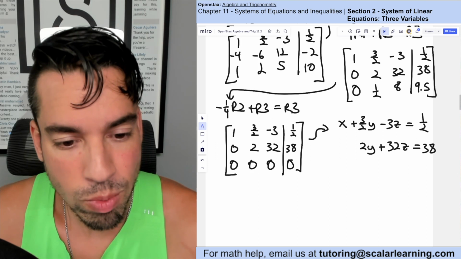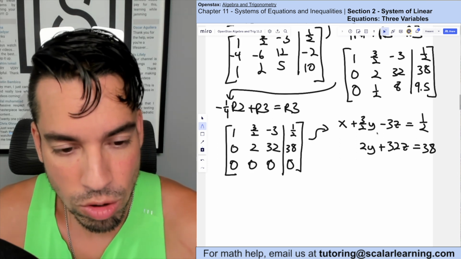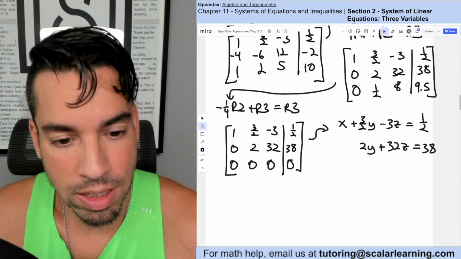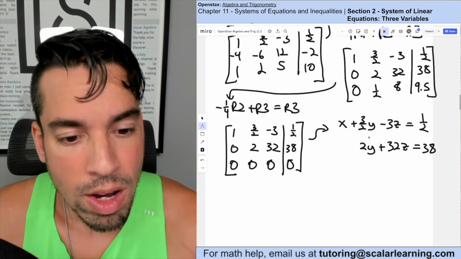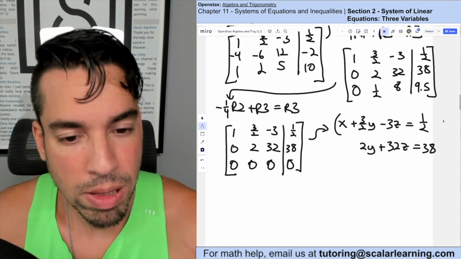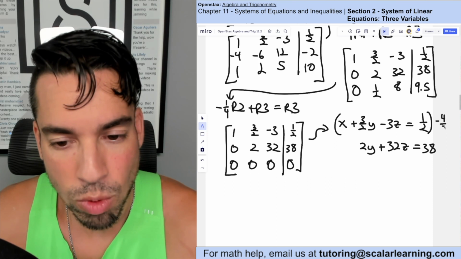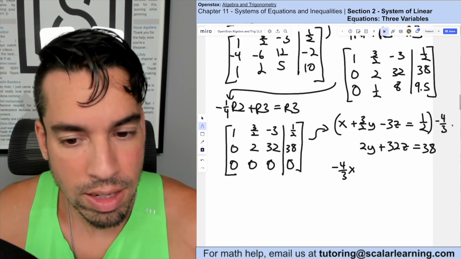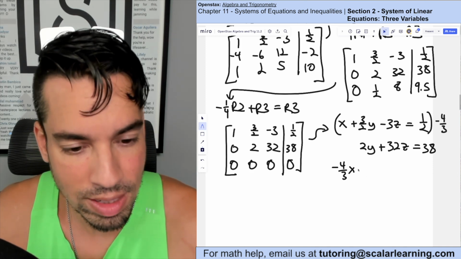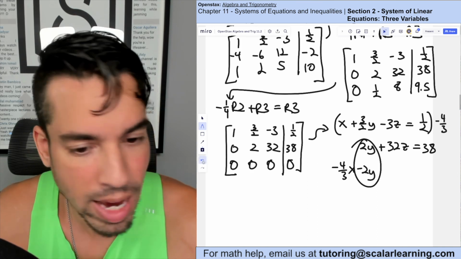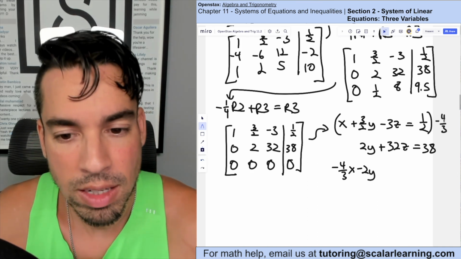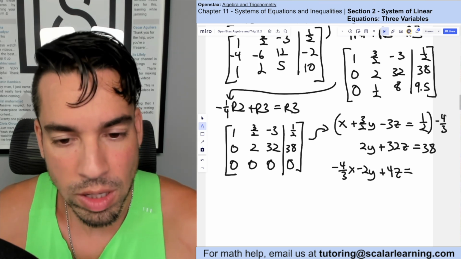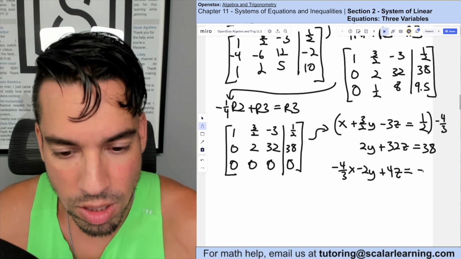So I have a 3 halves y and I have a 2y here. I have a negative 3z and a 32z here. So I'm going to try and combine these in some way to basically get rid of the y's, for example. So I can get rid of the y's if I multiply the top equation by negative 4/3. So watch what happens. I get negative 4/3 x, then I get negative 4/3 times 3 over 2 is negative 2y. You see how these are matched up, so when we add them together, they will eliminate. And then negative 4/3 times negative 3 is positive 4z equal to, and then negative 4/3 times 1 half is negative 4/6 or negative 2/3.